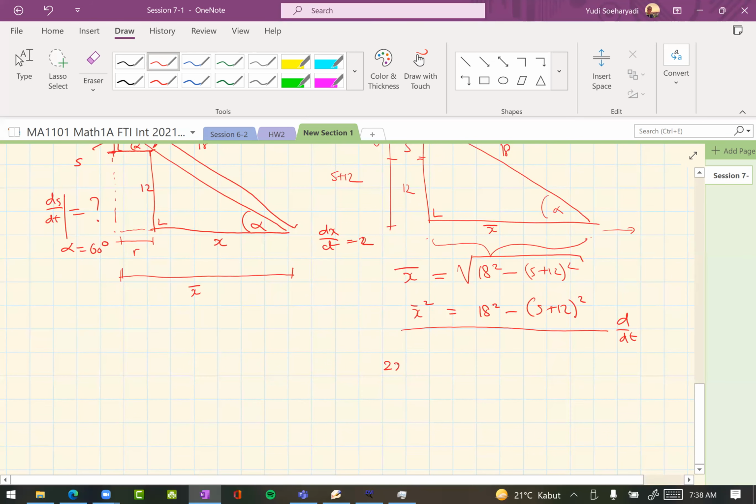So you get 0, this is 0, this is negative. So S prime plus 12, sorry, 1, because of the chain rule.